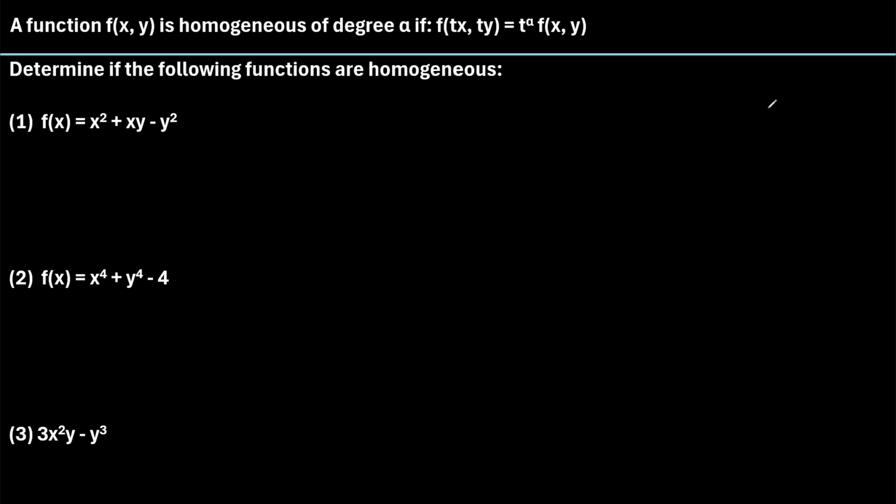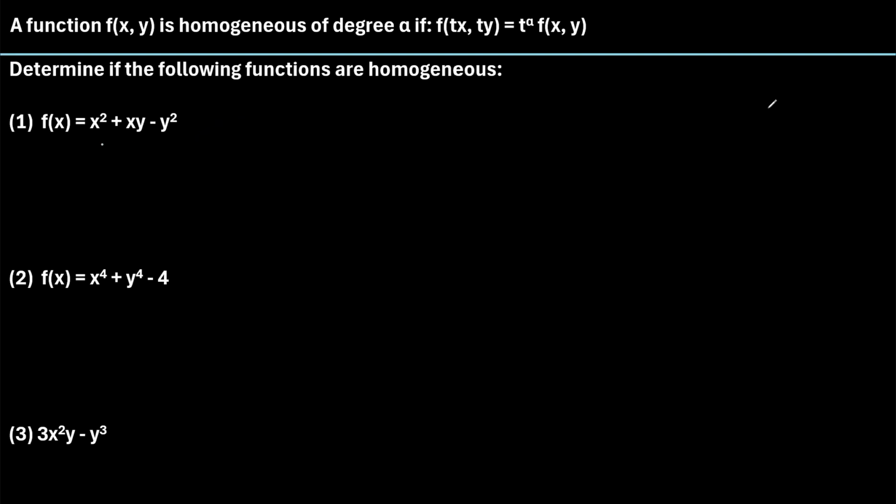In this video, we will talk about how to determine if a function is homogeneous. So here's the definition. We say that a function f of x comma y is homogeneous of degree alpha if we can write f of tx and ty is equal to t to the power of alpha times f of x comma y. So I have a few examples for us to work through here.